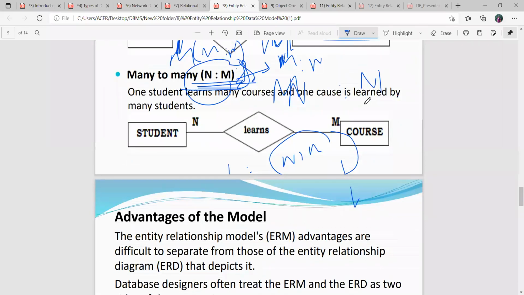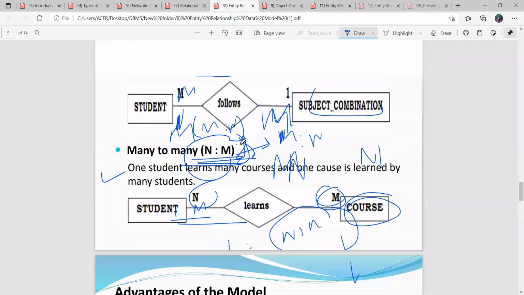Give me one second. So that example is like this. When we consider one student, the student learns many courses. When we consider one course, it is learned by many students, making it a many to many relationship. Okay, that was the last discussed example.